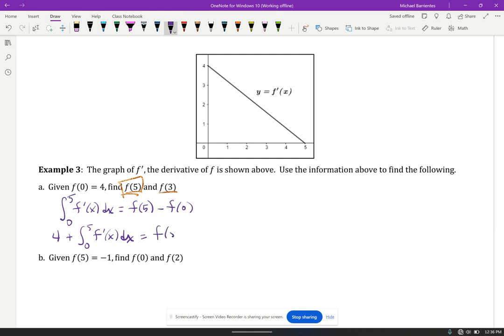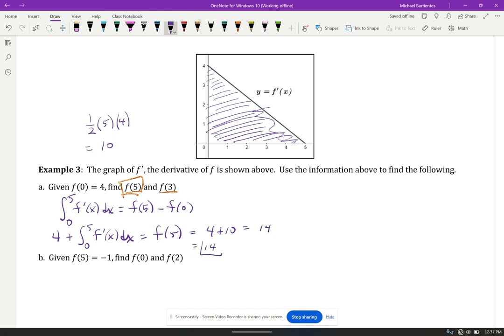That's going to give us f of 5. In order to figure this out, I need to know the integral of f prime from 0 to 5. If I'm looking for the area or the integral here, I'm really just looking for the area of a triangle. This area would be 1/2 times the base, which is 5, times the height, which is 4, and that's going to give me 10. So f of 5 is just 4 plus 10, which is 14. I'll write it down here so we can leave a little space for the next one. And that's it.